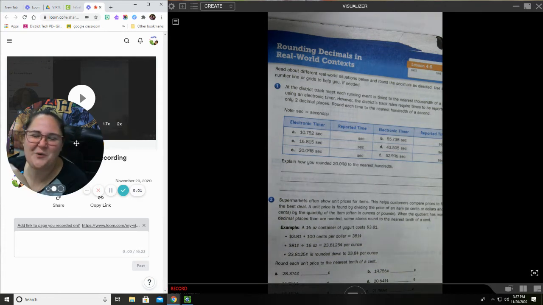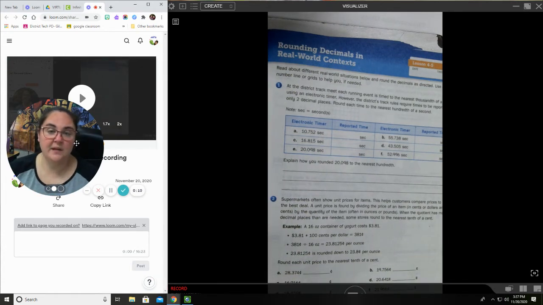Welcome to Everyday Math Lesson 4.5, Rounding Real World Context. So rounding can be a little tricky, especially with decimals, but there are some times where you may have to do this in real life.